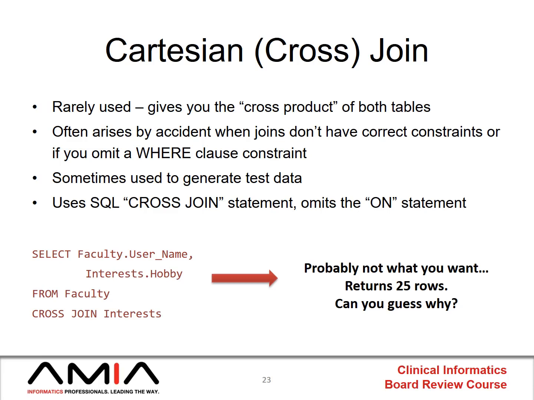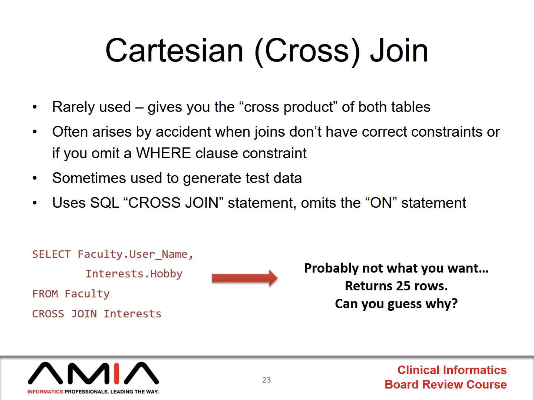The only other flavor of join is this thing called a cross join. And notice that the cross join does not have a constraint. I don't have to say where faculty.id equals whatever we did on the previous screen. I can just stop at the phrase cross join interests. This query, using the example table from the previous slide, would actually return 25 rows. And the question to you is, why would it do that, and why might that even be useful?